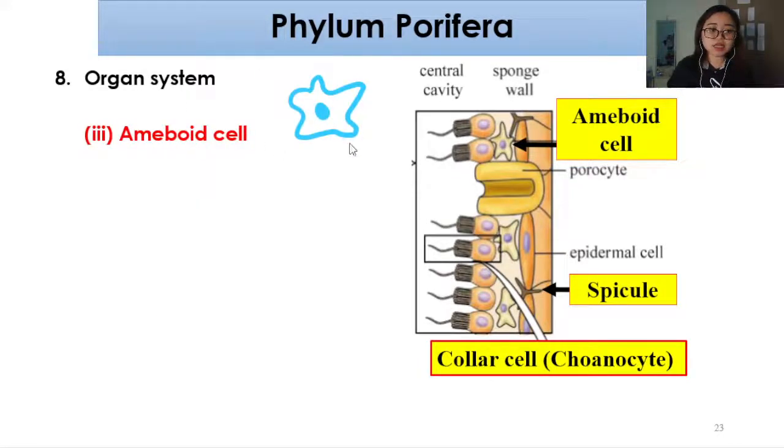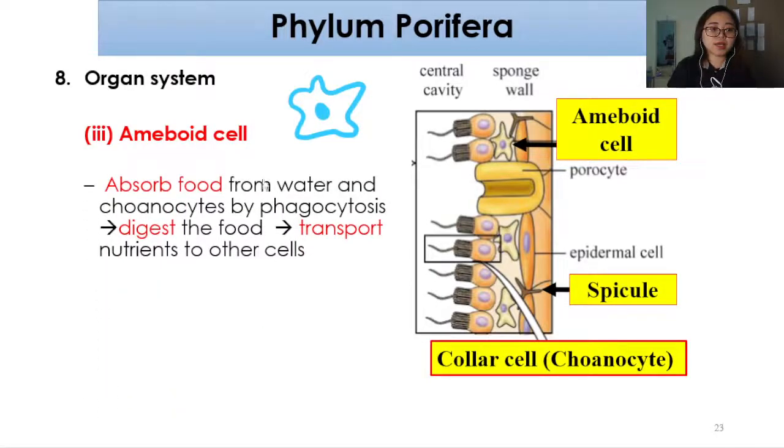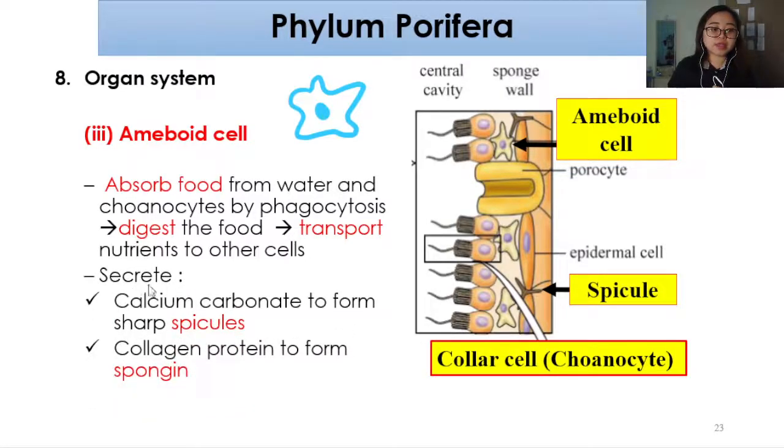Alright, and the last that we will look at in this organ system is the amoeboid cell. Amoeboid cells absorb food from water and choanocytes by phagocytosis. So they digest the food and they transport the nutrients to other cells. And they also secrete calcium carbonate to form sharp spicules and collagen proteins to form spongin.